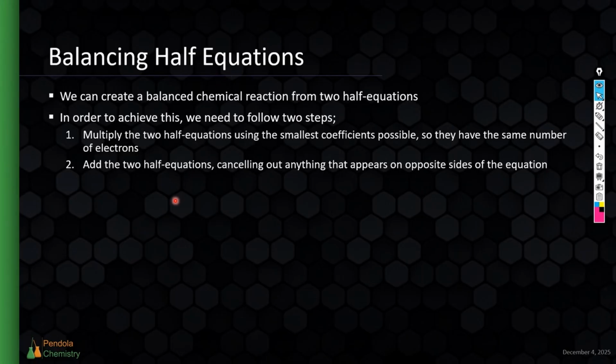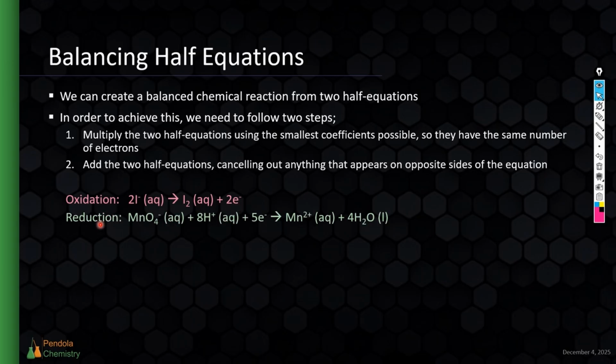We do this in two steps. First, let's say we're trying to combine the oxidation reaction of iodide, 2I⁻ yields I2 plus 2 electrons, with the reduction half equation for the permanganate ion. So this will be the reaction between permanganate and iodide. MnO4⁻ plus 8 hydrogen ions plus 5 electrons yields Mn²⁺ plus 4H2O.